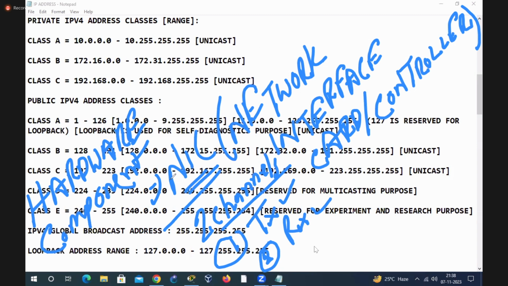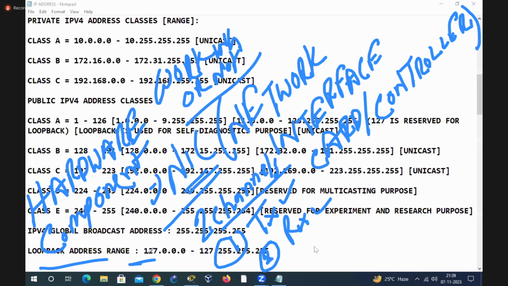So how do we get to know whether our NIC is actually working or not? This is what we do using this loopback address range. That is what we call self-diagnostics, because we perform this diagnostics on our system NIC and verify whether it is in working condition or not.